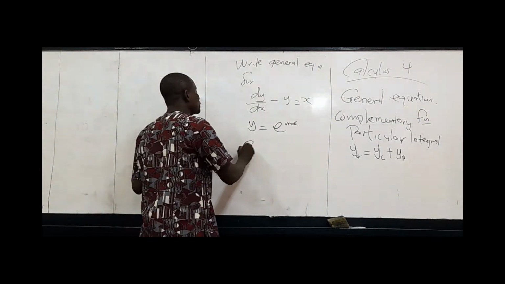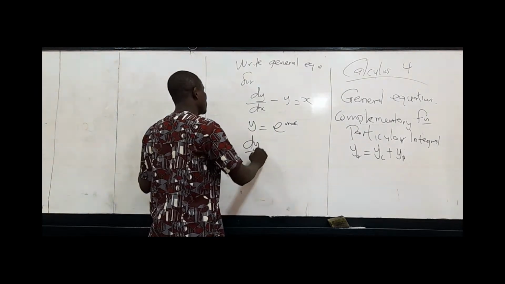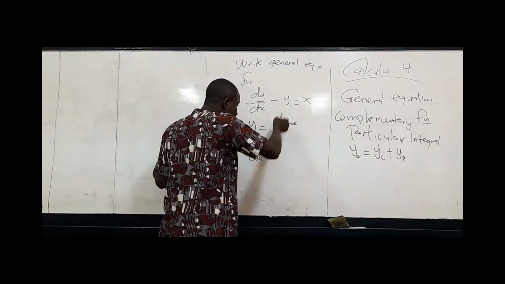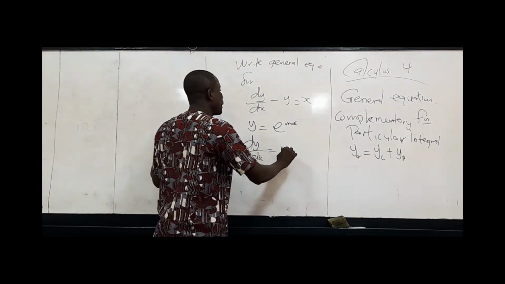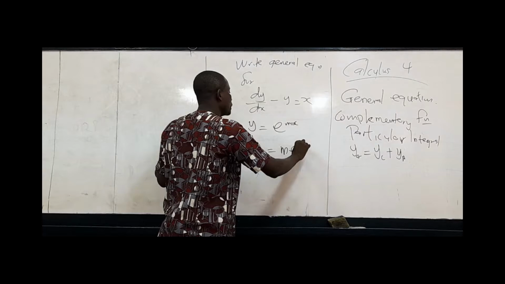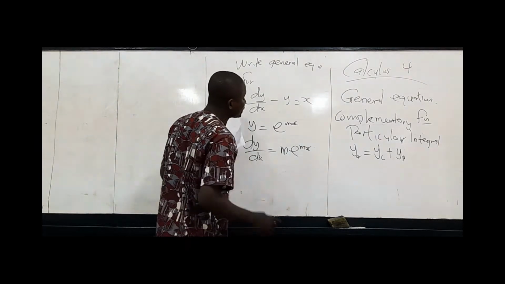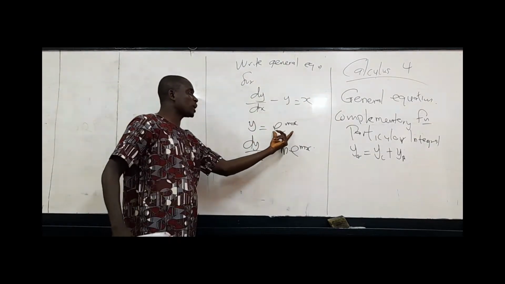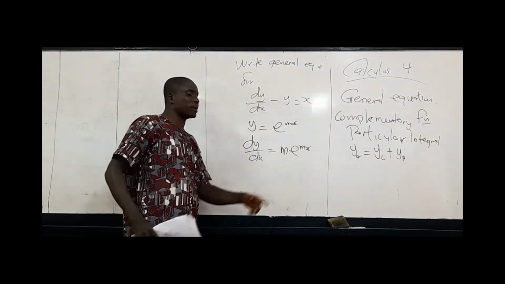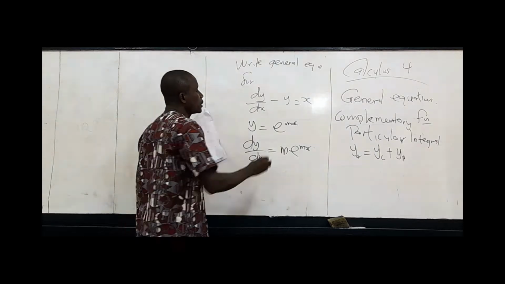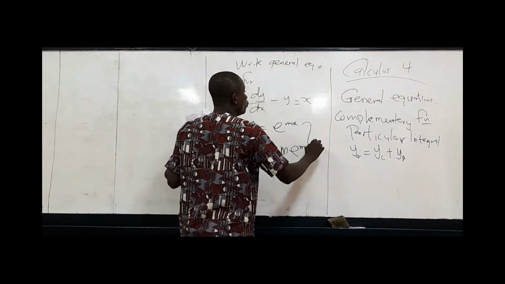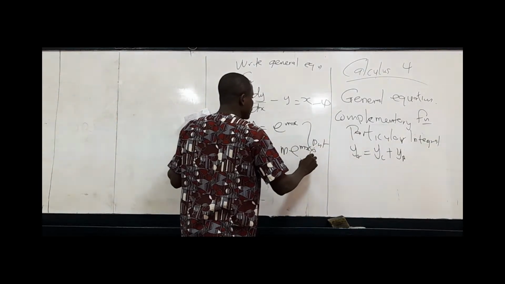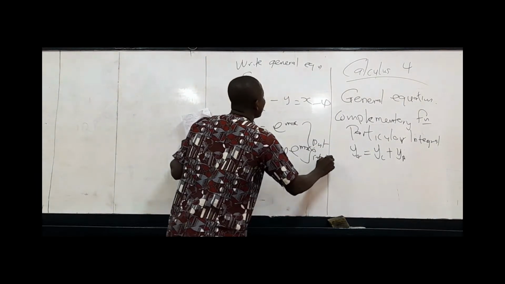So what is dy/dx? We learned that here you have to differentiate with respect to x. So I'm going to have m e^(mx). I guess I've done this with you already. So look at these two numbers, just remember this one and remember how we differentiated this one. If this is equation 1, we are going to put this into equation 1.